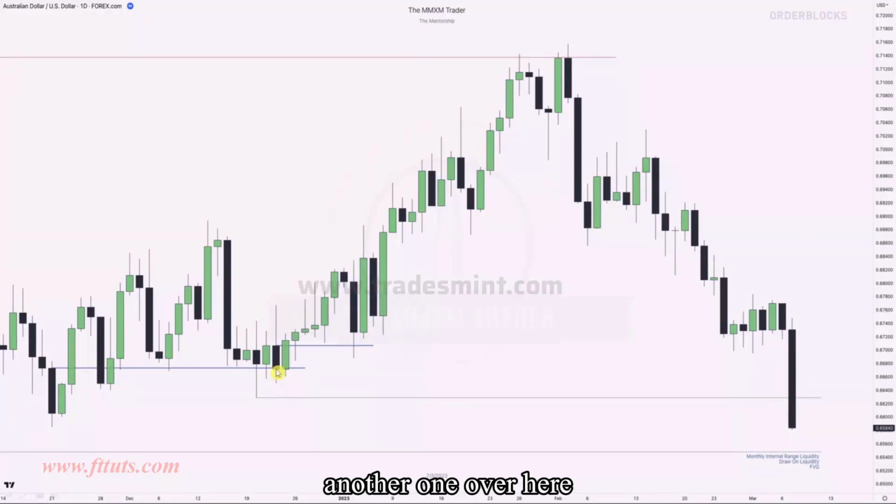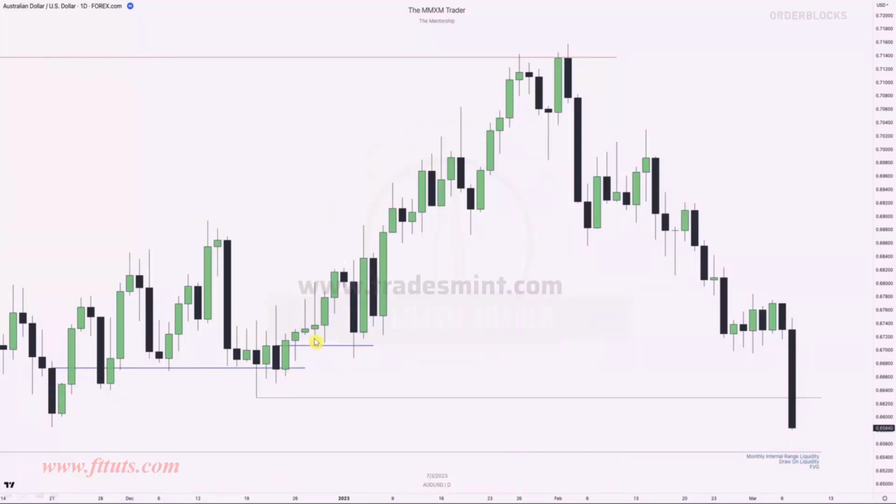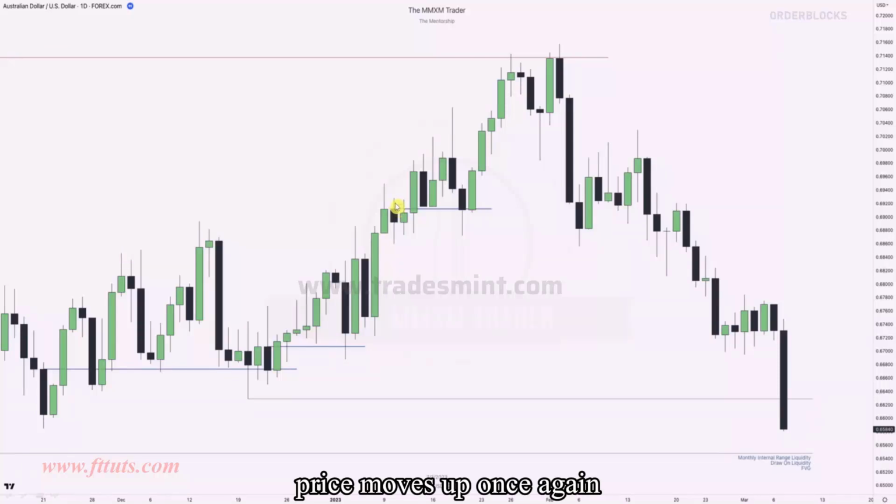Another one over here, right? Forming a swing low in a key level, which is this order block down here. Price moves up once again, taking out buy stops over here. Price hits an imbalance, so what does it do? It hits a key level, right? So forming an order block over here. It has to hit a key level to be a high probability order block.